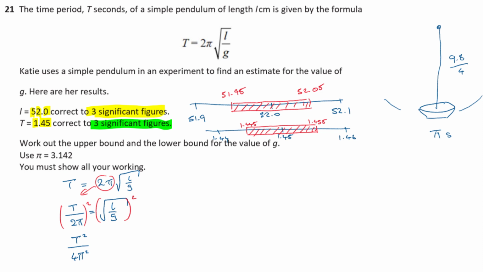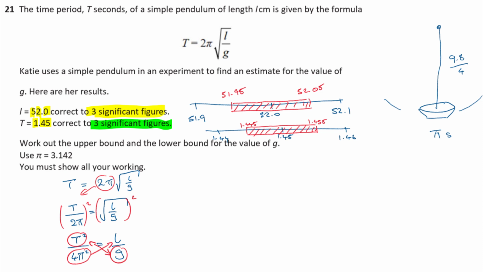No, I'm going to do it like that. 4 pi squared. And that is equal to L over G. Okay. So now what I'm going to do is I'm going to cross multiply. This G is going to go up here. It's going to switch places with the t squared, which is going to go down here. And this 4 pi squared is going to go up there.